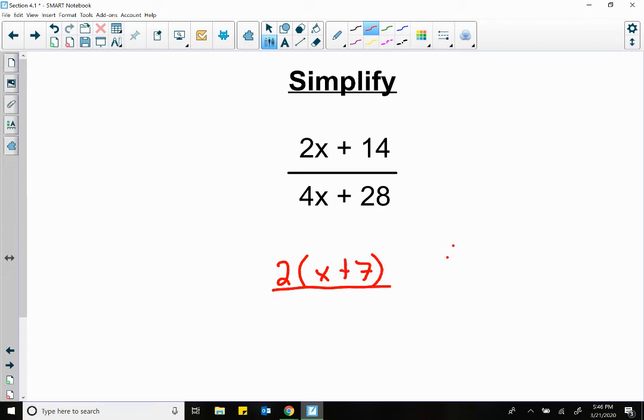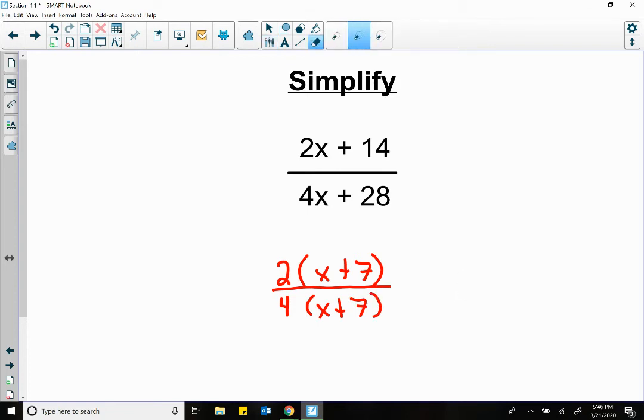Okay? Then we look in the denominator. What number can divide both 4x and 28? And you are correct with a 4. A 4 can divide that. And when we pull that 4 out, we get x plus 7.